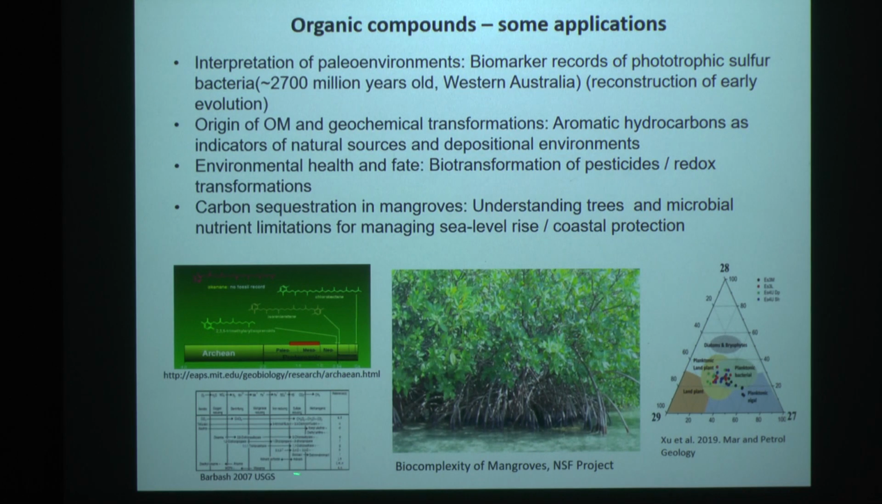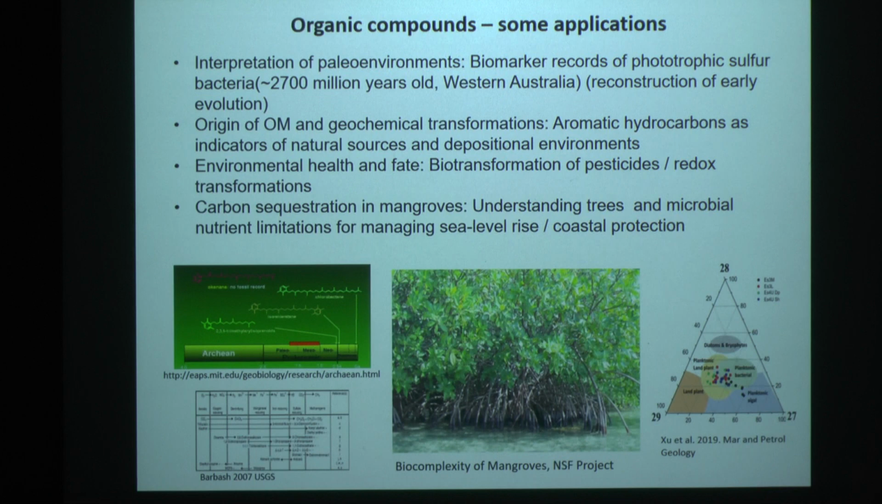Or you can take artificial or anthropogenic created molecules like pesticides and study them relative to redox reactions in the environment, so you can understand that fate and transformation products, again, in natural environments.